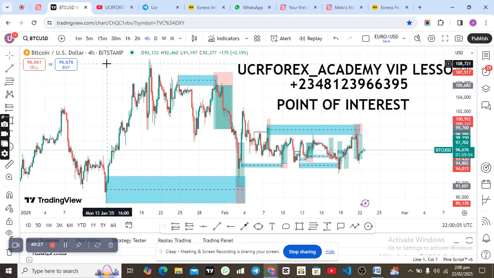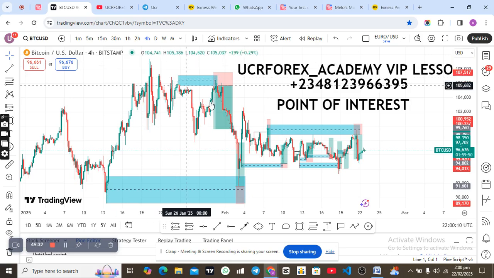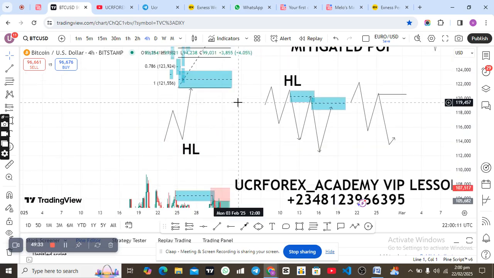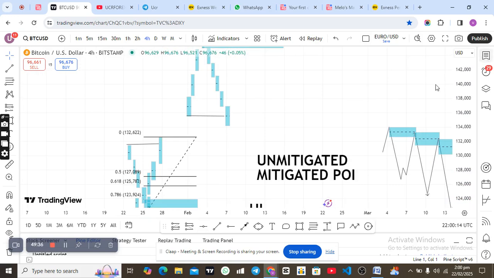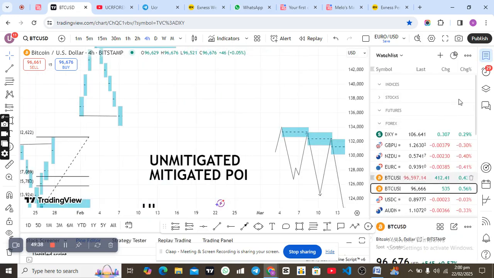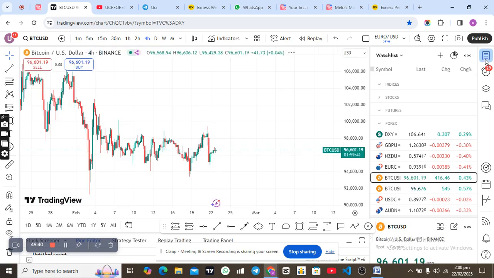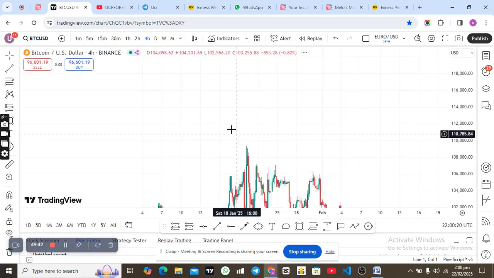Okay, this is where we come to the end of this very particular lesson. In the next lesson, we're going to be trying to understand this very particular period with this very particular scope, where we explain what is liquidity.